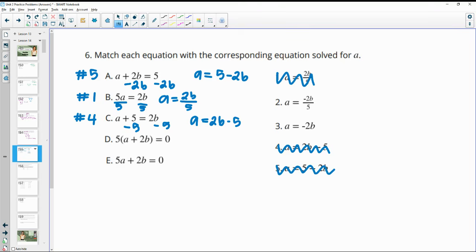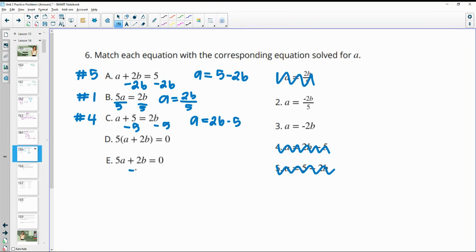So then we're down to part D and part E. If either of these feels more complicated to you, like if you don't love the parentheses here, you could just solve E, and then your leftover one would be D if you wanted to. And I'll show you how to work with this too. But so we're solving for A.